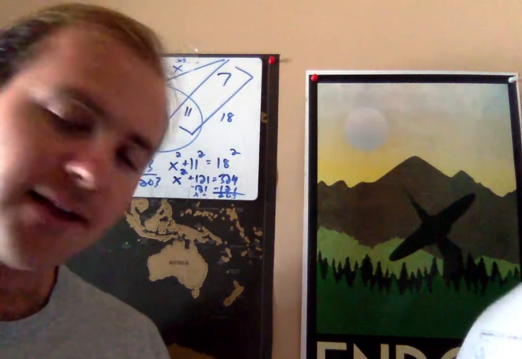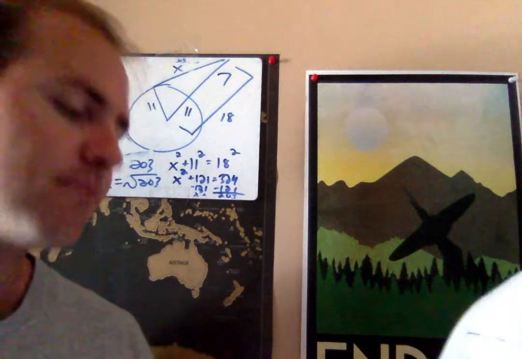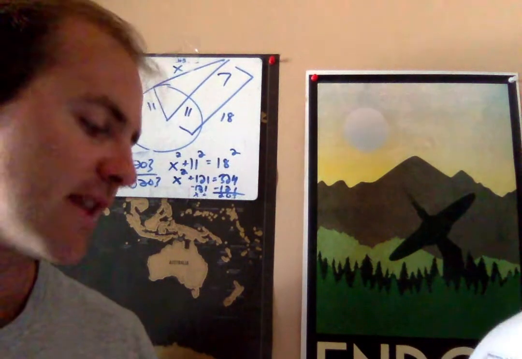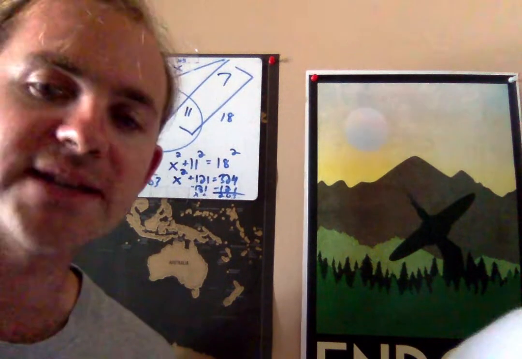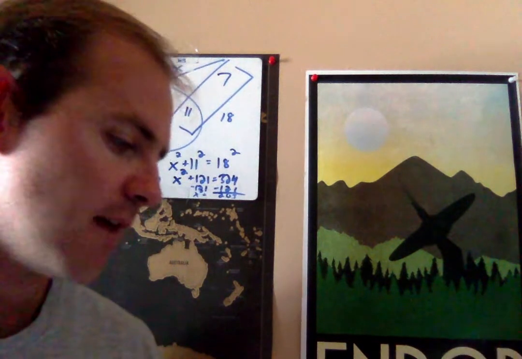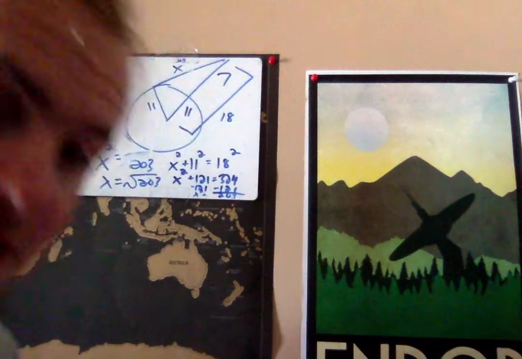So basically, if I have two tangents, right, and they have a common intersection point outside the circle, they're going to be congruent to each other. So when you see a problem like number 10 or number 11, all you really got to do is set them equal to each other. So let's take a look at one example.